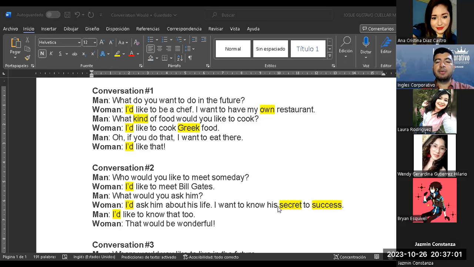That would be wonderful. Y le dice, ¿a quién te gustaría conocer algún día? Me gustaría conocer a Bill Gates. ¿Qué le preguntarías? What would you ask him? I'd ask him, le preguntaría acerca de su vida. Quiero saber su secreto para el éxito. Me gustaría saber eso también. Eso sería maravilloso.